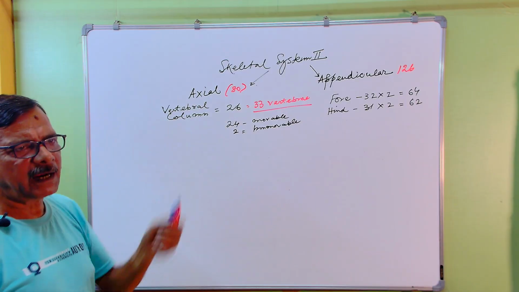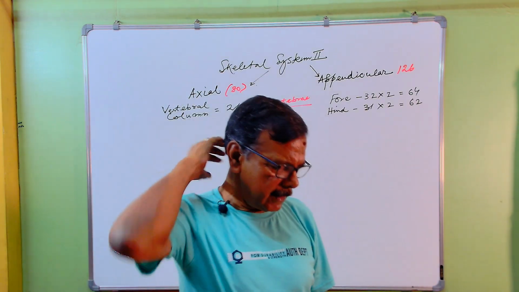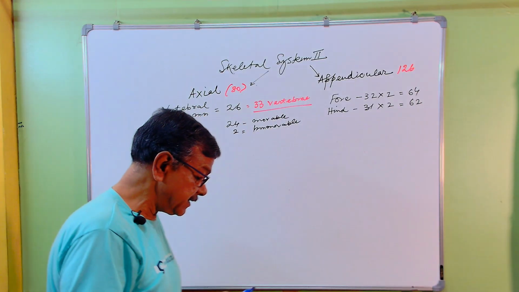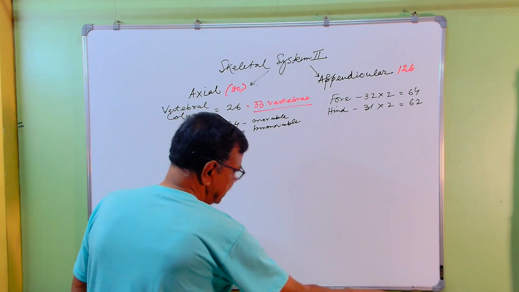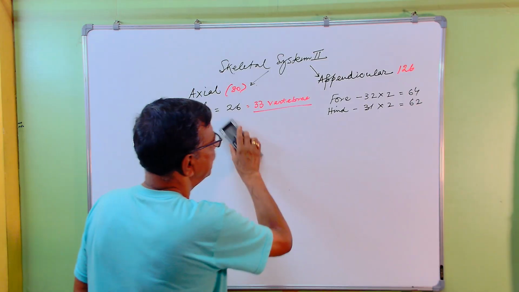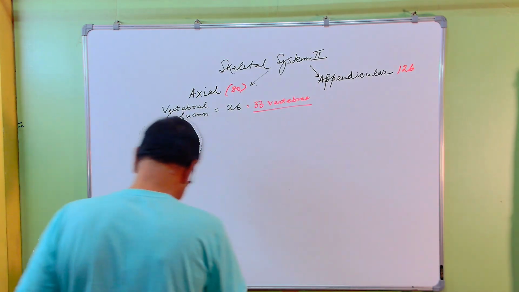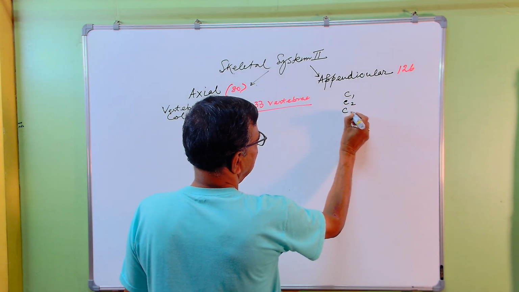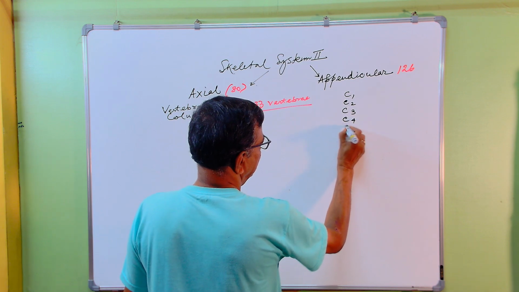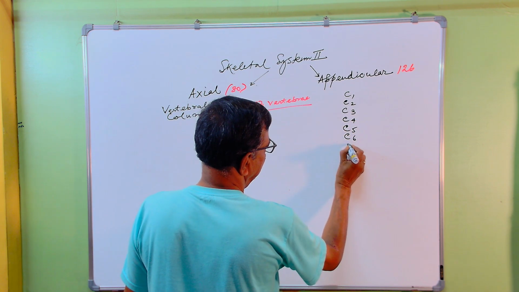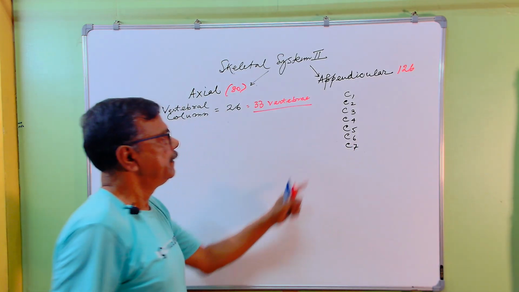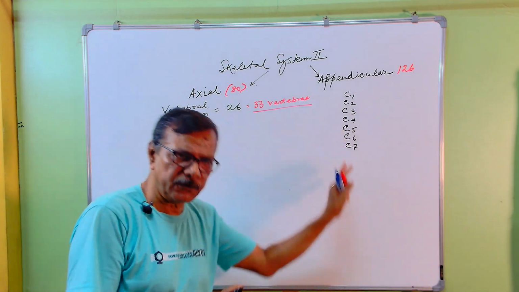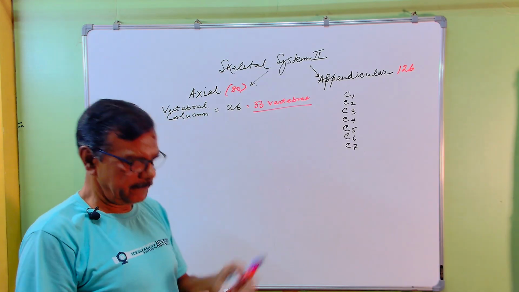The vertebral column starts after the skull with the cervical bones. These cervical bones are 7 in number. So we write C1, and so on. There are 7 cervical vertebrae. First, we will go through that, and we will come to 26.